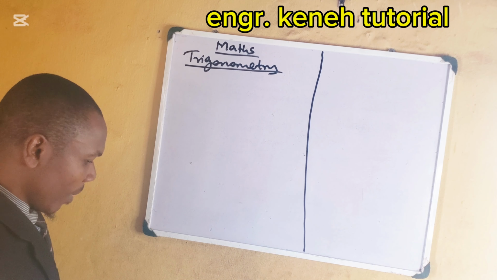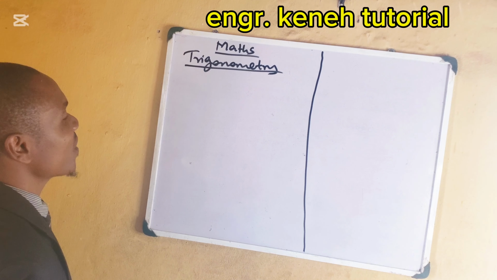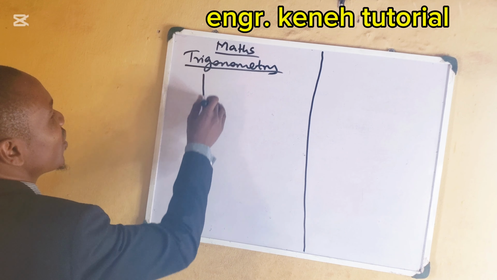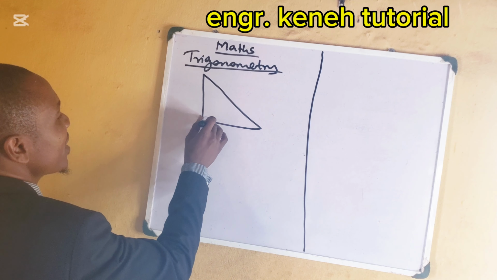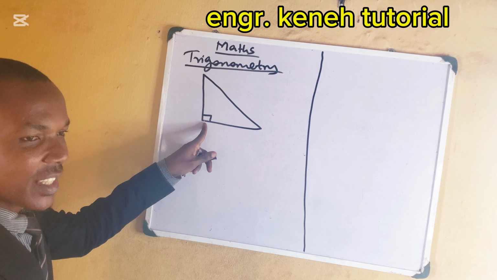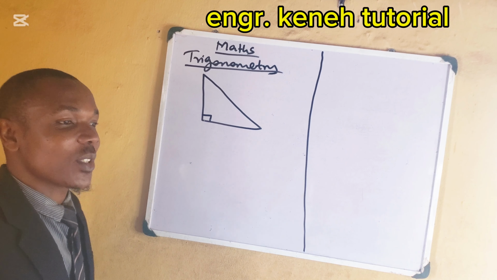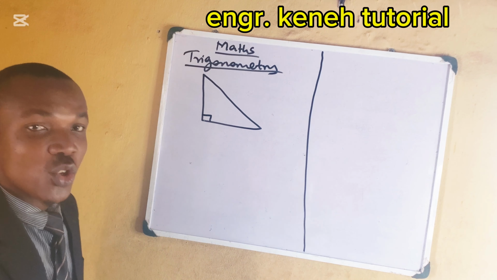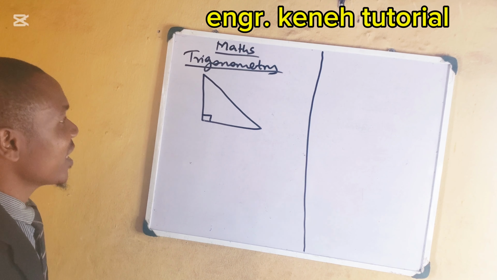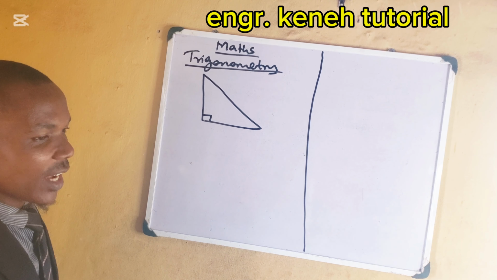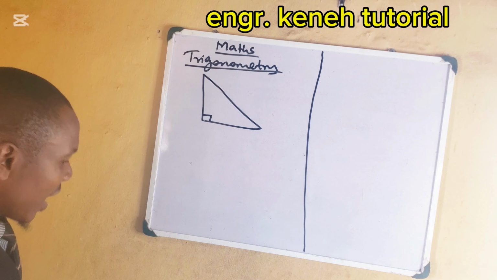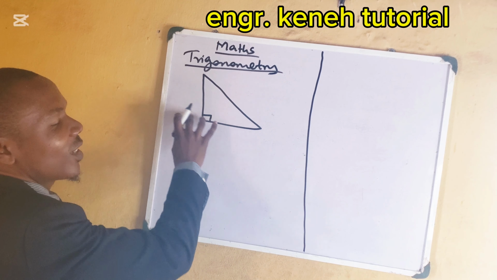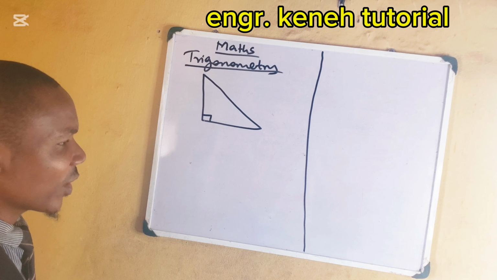Here I want to talk about problems that involve right-angled triangles. When you say that a triangle is a right-angled triangle, it means that one of its angles is equal to 90 degrees. We use a small square to denote the right angle. When you see this kind of triangle, we call it a right-angled triangle. Here I want us to talk about how to find the sides of a right-angled triangle.